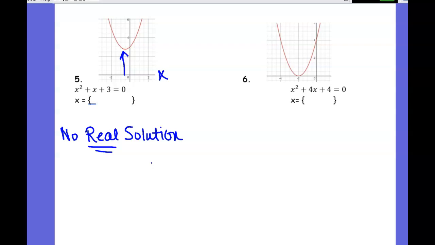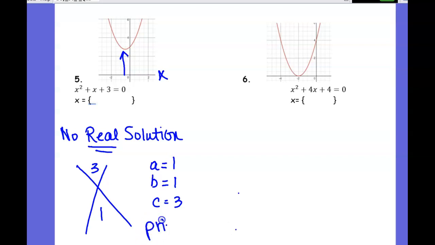Let's see what happens when we try to factor this. Our A is 1, our B is 1, and our C is 3. A times C is 3, and then we have a 1. Notice that polynomial we can't factor. It's actually prime. So the graph will show that there is no solution or no real solution.